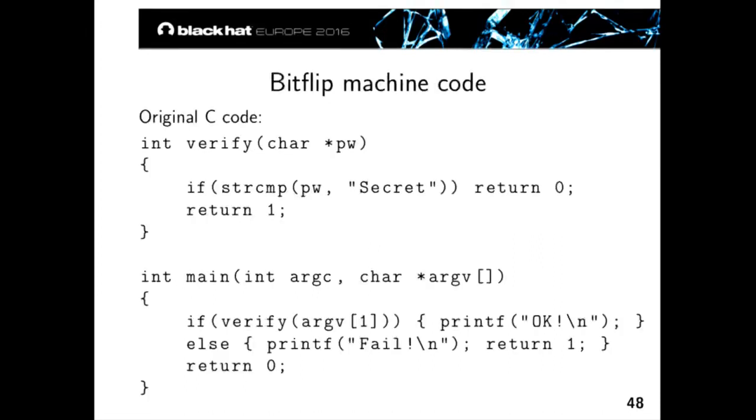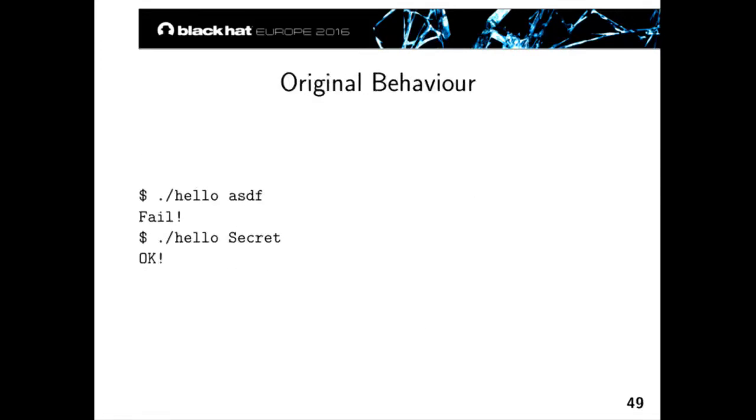Finally, we also came up with this interesting attack, which is bit flipping machine code. Here is a sample source code that takes as an input a password and checks whether the password is correct or not in this verify function. If you provide secret as your password, then the program is going to print OK. If not, it's going to say fail. And this is the original output of this program. It's quite simple, right? If you give it garbage, it's going to say fail. But if you give it the correct password, it's going to say that it's all OK.